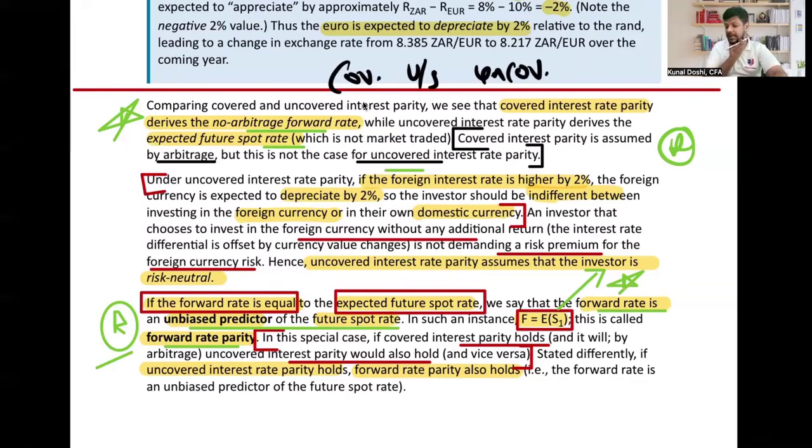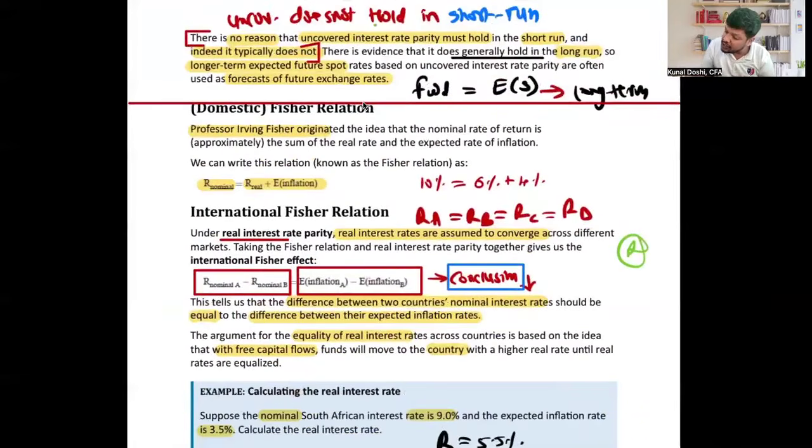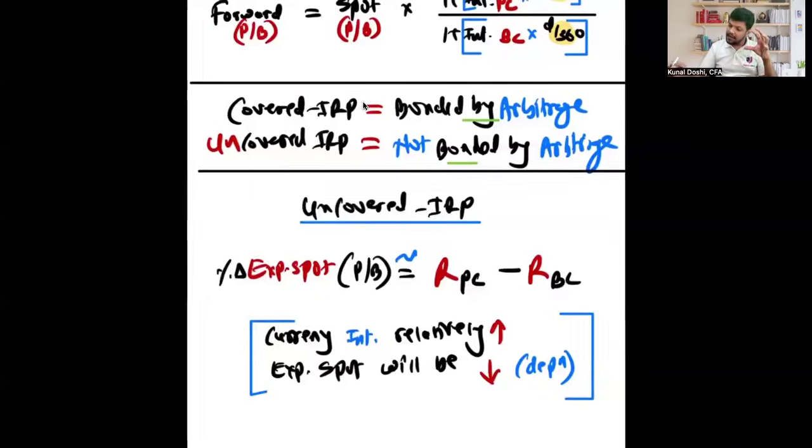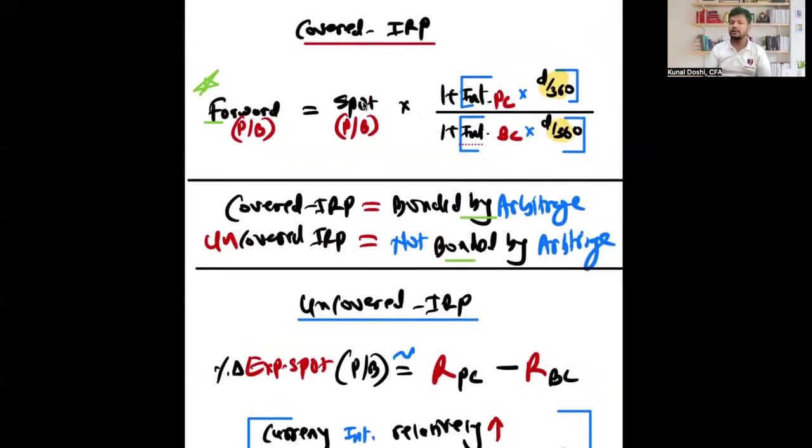Also remember, we had discussed that uncovered parity does not hold in the short run. All these parities hold only in the long run. What is the formula that you need to take from here is the interest rate parity formula.